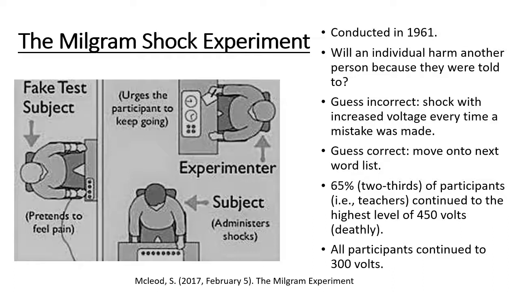The results were that 65% of the individuals, aka the teachers, continued to the highest level, 450 volts. All teachers continued to 300 volts. The conclusion was that ordinary people are likely to follow orders given by an authority figure, even to the extent of killing an innocent human being. This is because obedience to authority is ingrained in us from the way that we are brought up in the environments we are raised in.